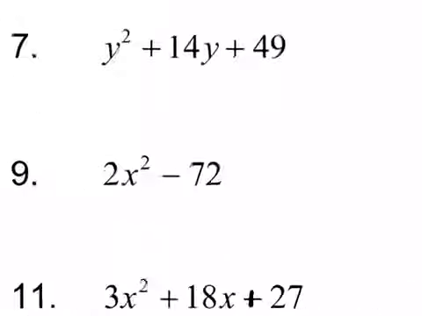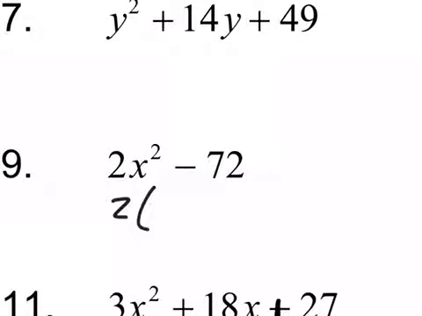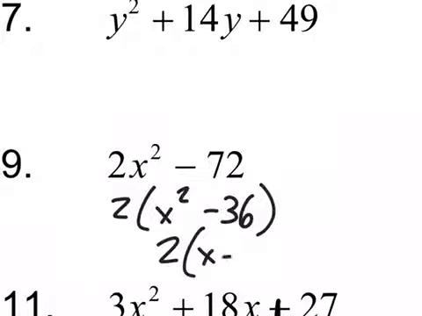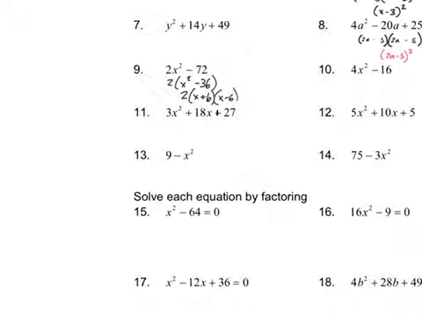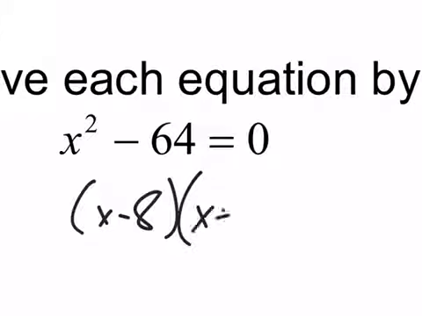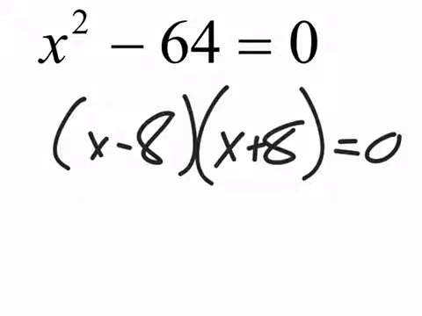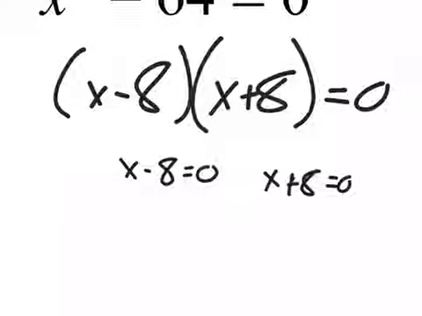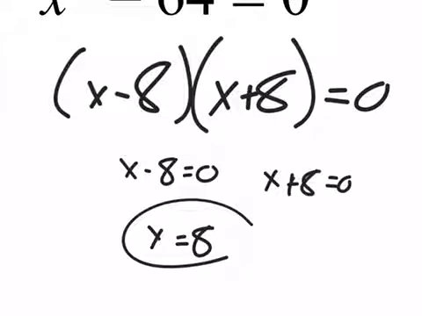Be on the lookout for a GCF. On this one, neither of them are perfect squares. You need to first factor out a 2, and then you'll see that you can do your x plus 6, x minus 6. Right? Bottom of the page, same concept as the previous page. You get it factored: x minus 8, x plus 8. You'd set up both pieces equal to 0 and solve. So I get one answer as x is equal to 8 and x is equal to negative 8.